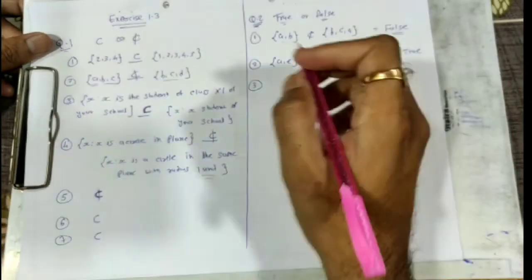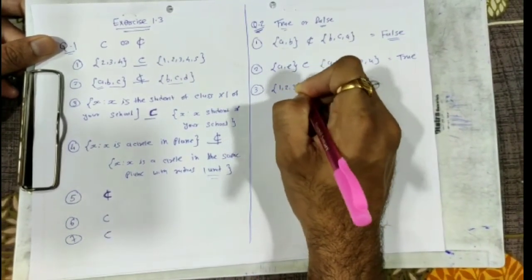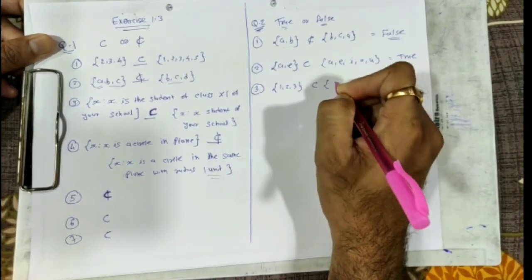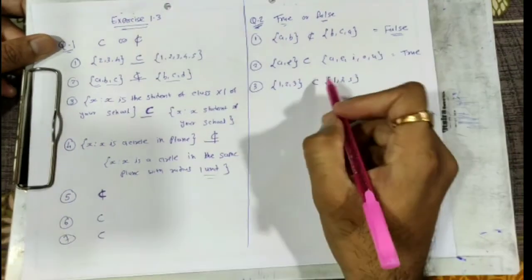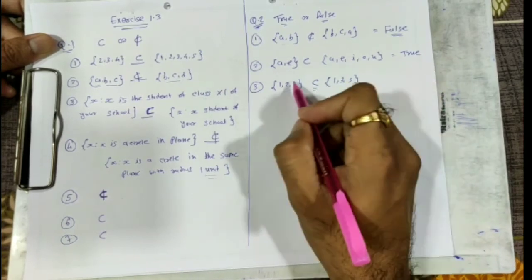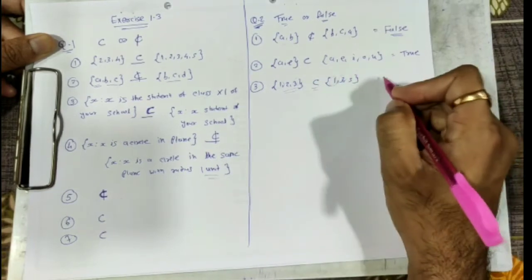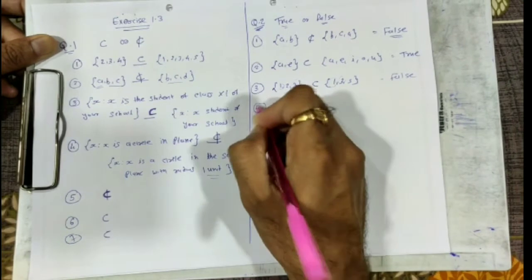Set 1, 2, 3 is a subset of 1, 3, 5. Condition for this subset is all the elements must be the part of this one. Here only 1 and 3 are the part of this set. 2 is not that. So it's a false statement. Very good. Fourth one.